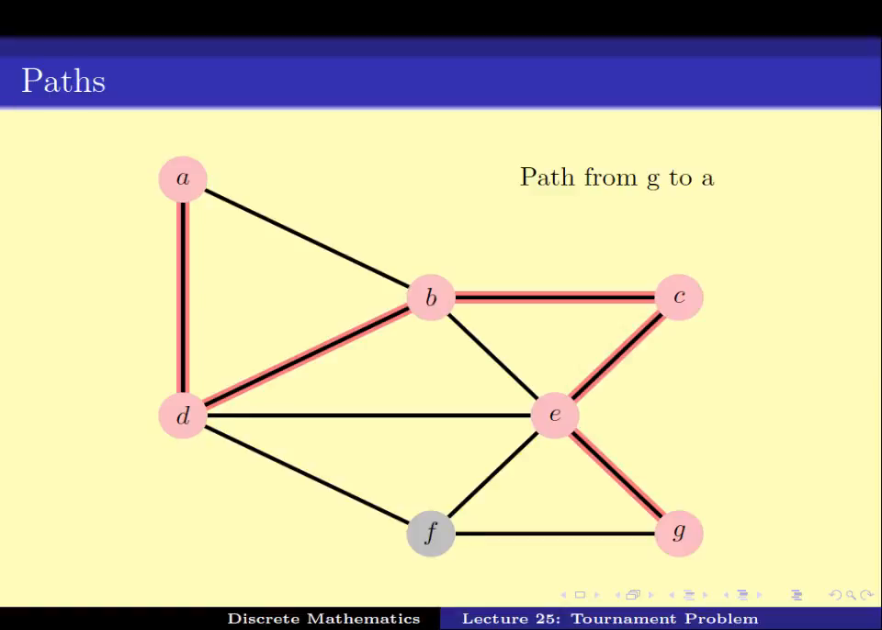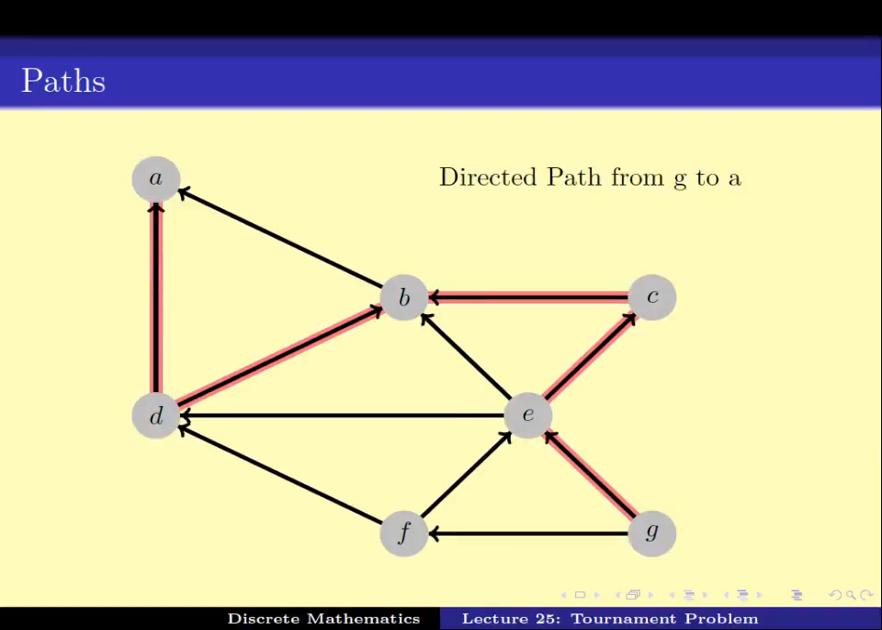But if the graph is directed, for example, say this, in that case, as you can see, the red path is not exactly a path, because GE is fine. We can have a path from G to E, an edge from E to C, C to B, but there is no edge from B to D. So this B to D edge is a problem. But there is a path from G to A in this graph, which is this one. So this is a path from G to A, GECBA.